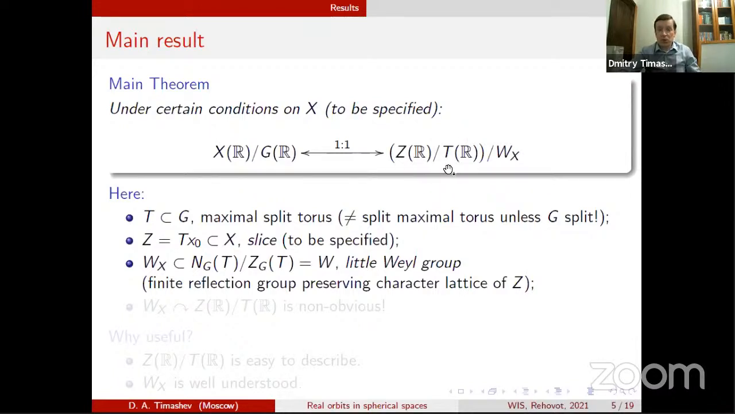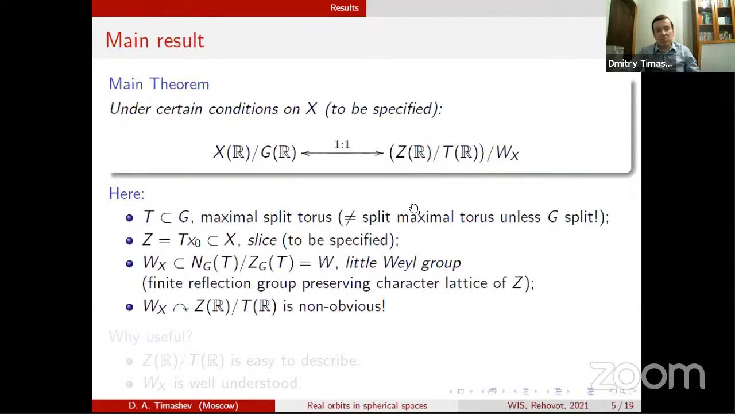But the action which is considered in the theorem is not this obvious one. It is fancy. It is obtained from the obvious action by some twist. So it still normalizes the T action, but it is not straightforward to define. So this is how the main result looks like.